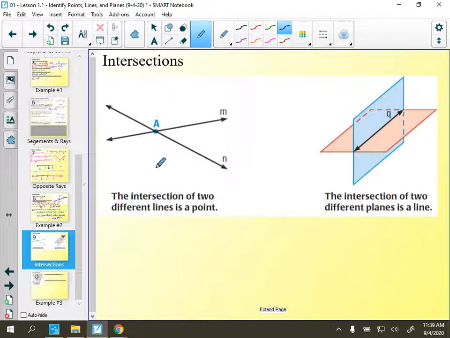So we would say line M, line N intersect at point A. The one that's missing here, we actually kind of saw earlier. And this one I actually am going to kind of draw.